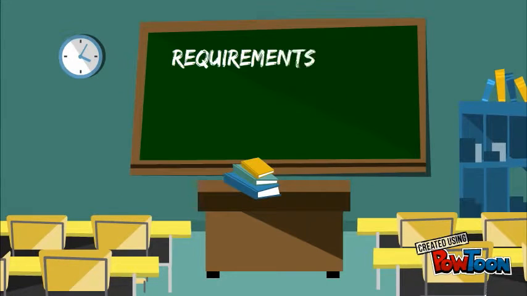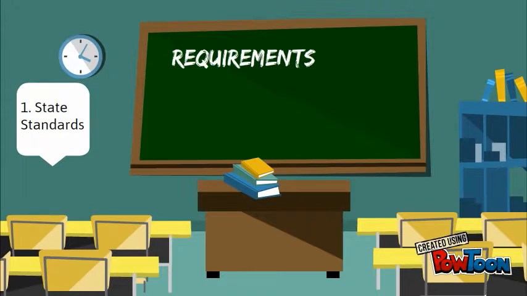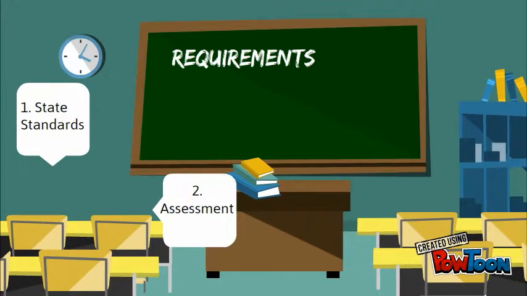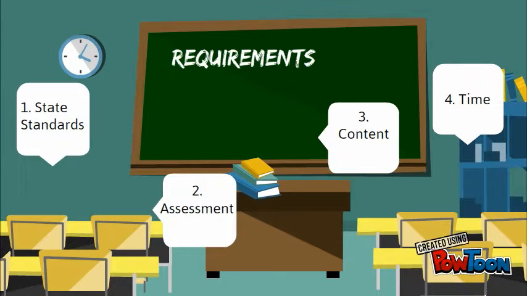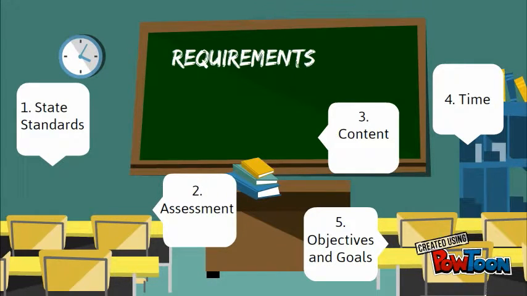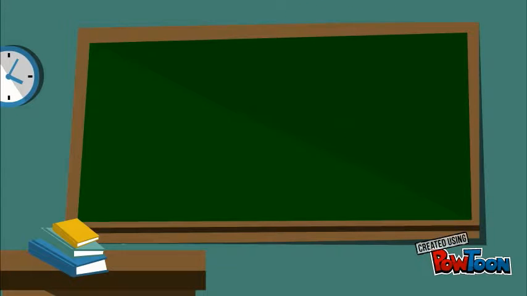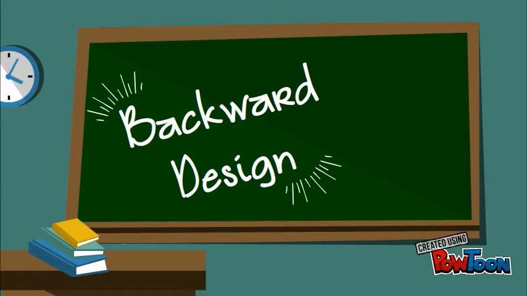There are many requirements to consider while planning a lesson. First is a Common Core SOL, learn your state standards. Then you want to determine how you're going to assess your students, whether it be formative or summative. You want to determine the content each lesson will hold and how much time each lesson will take to unfold. Last, you want to determine the objectives and goals for your students. But don't let all those requirements make you want to run away.